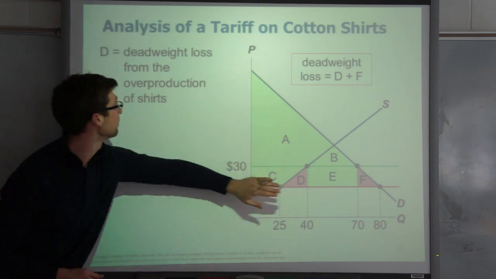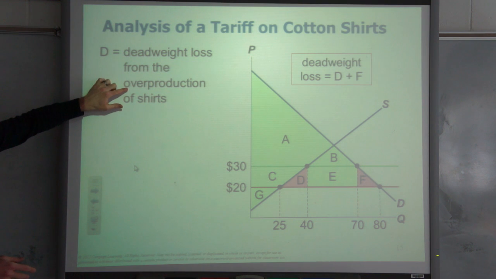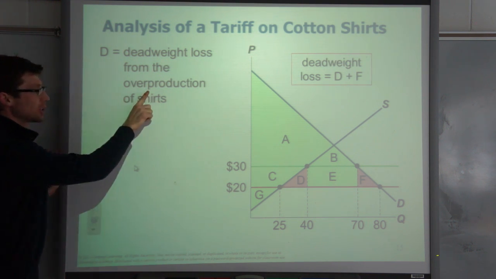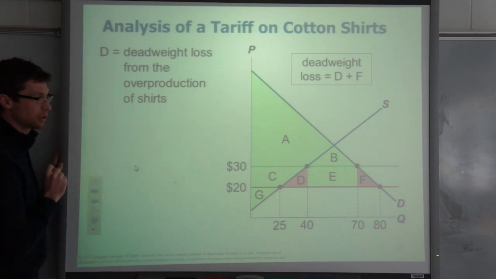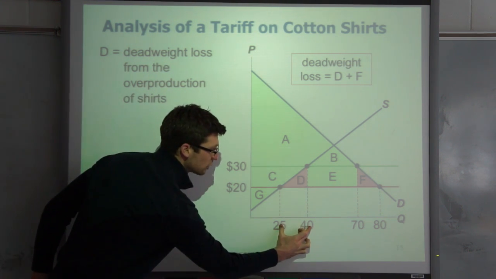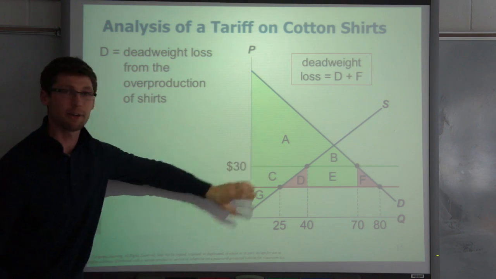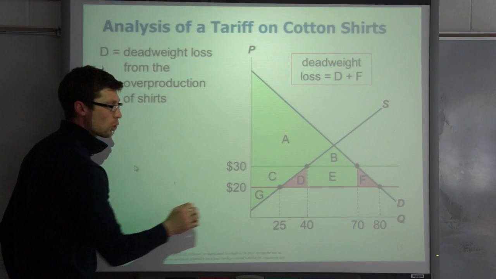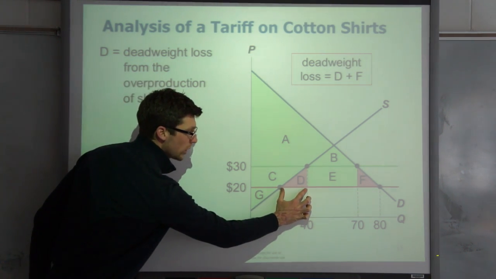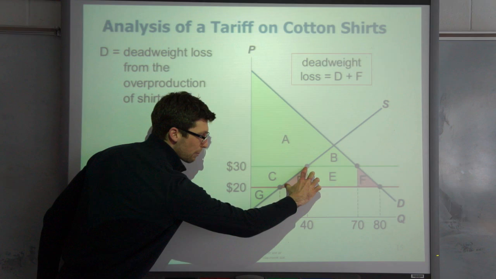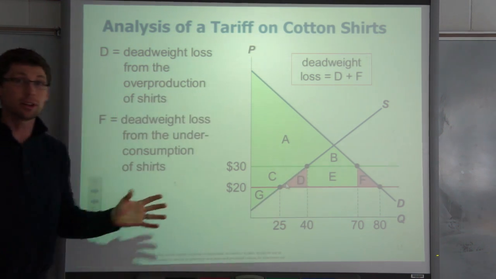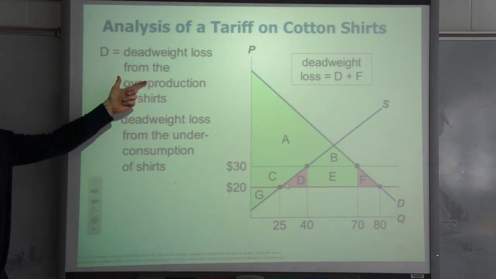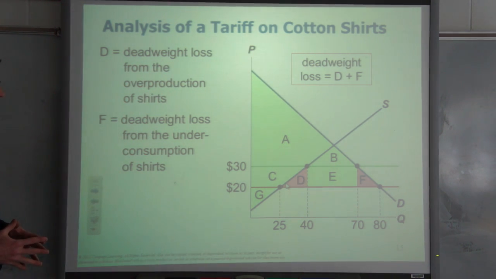So D right here is dead weight loss from the overproduction of t-shirts. I need to modify this. It's the overproduction of domestic t-shirts. Goods 25 to 40 are produced now with the tariff by Americans. But it should be by the world. The world can do it better at a cost of $20. In this section, this represents Americans' costs. Americans aren't the best producers, yet they are producing. So this right here is because of the overproduction of domestic shirts.